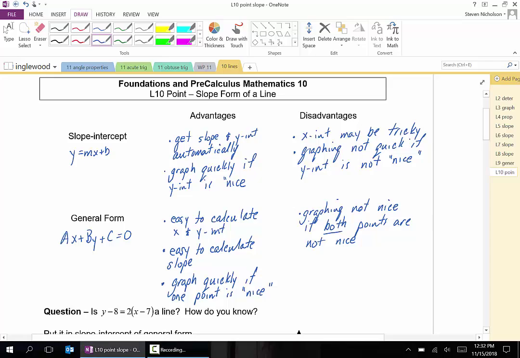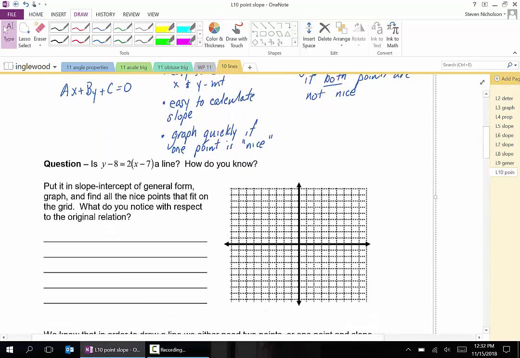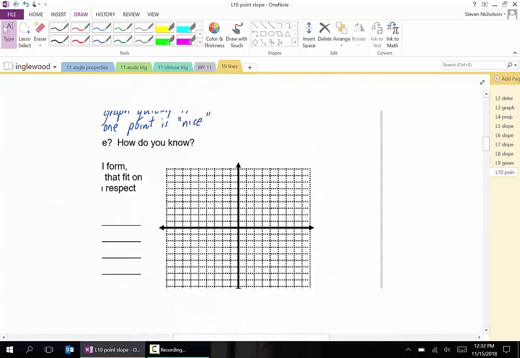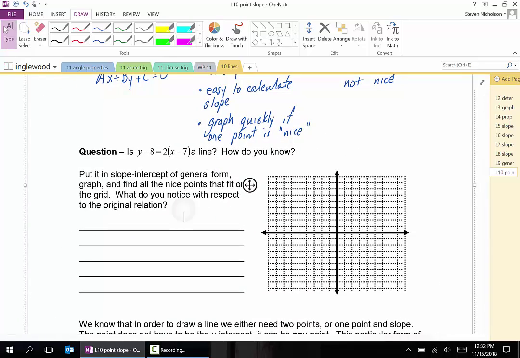Okay, so our last form of a line is called point slope. And here's an example of an equation of a line that is in what's called point slope. So the question I have is, how do you know it's a line? And the easiest way to know something is a line is to draw the picture or make a table of values and find the pattern. So let's draw a picture.